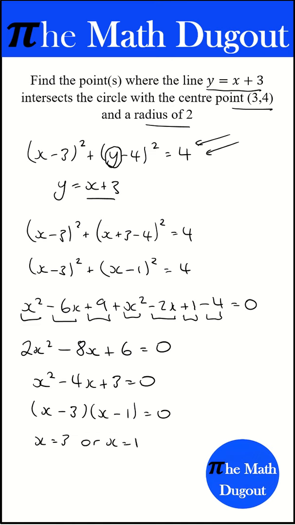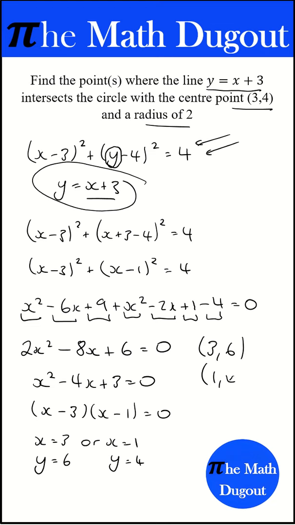Now if we want the y coordinate, we just substitute those x values back into this linear equation. So we see that when x is 3, y would be 6, and when x is 1, y would be equal to 4. So we get the point (3, 6) and the point (1, 4), and those would be our 2 points there.